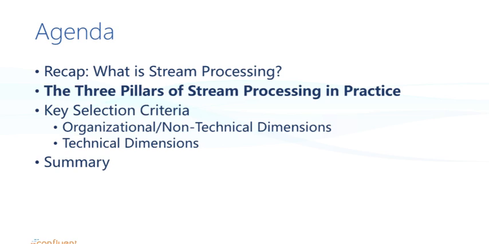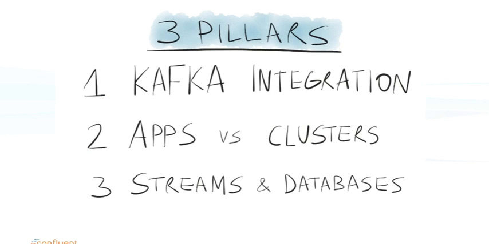So let's talk about the 3 pillars of stream processing in practice. And here we'll cover some mind benders and also unlearn some bad habits. And we'll see what I mean by saying that. So the 3 pillars are the following. Number 1 is Kafka integration. The second is applications versus clusters. And the third is streams and databases. So the focus here is on in practice. There are arguably quite a few key aspects of stream processing, but in this talk I want to specifically highlight those 3 because they are crucial in practice. That is, to get stuff done right here and now.